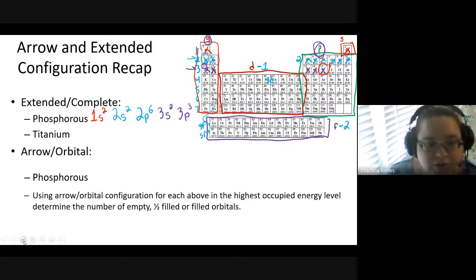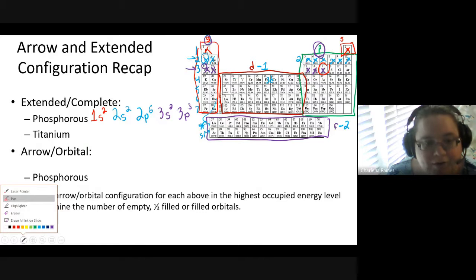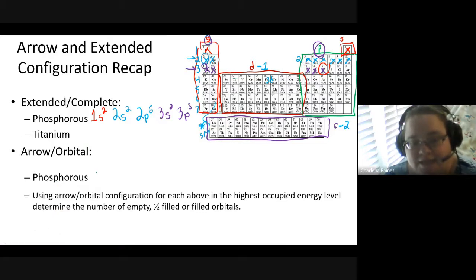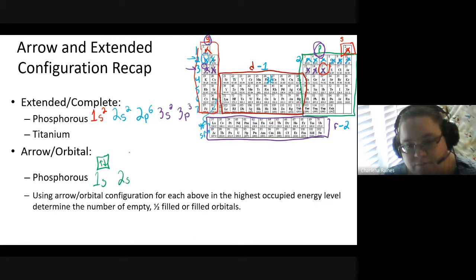But we also saw how to draw the orbital or the arrow diagram. And it's fairly easy to get once you have that extended configuration because you just give every S one box and then you fill in the arrows for the exponents. So S's have one orbital, one orientation, therefore they get one box. P's have three orbitals, three orientations.